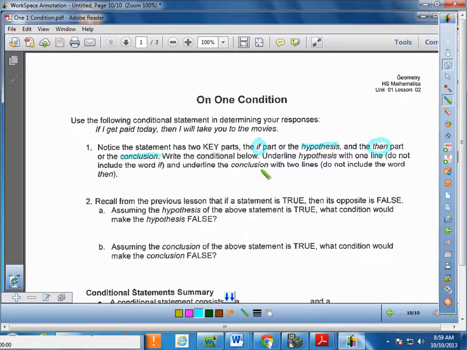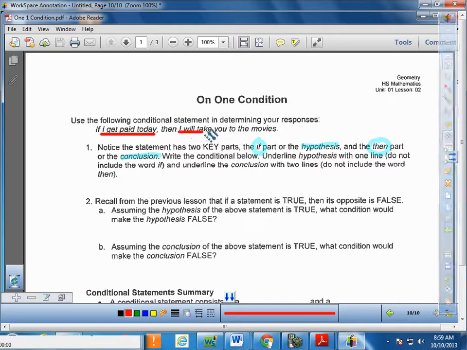Write the conditional statement below. Underline the hypothesis with one line. Do not include the word if, and underline the conclusion with two lines. Do not include the word then. And I'm not going to have you rewrite this because they have it written up here. What I want you to do is just underline the hypothesis once and underline your conclusion twice. So the if part is going to be the hypothesis, the then part will be your conclusion.